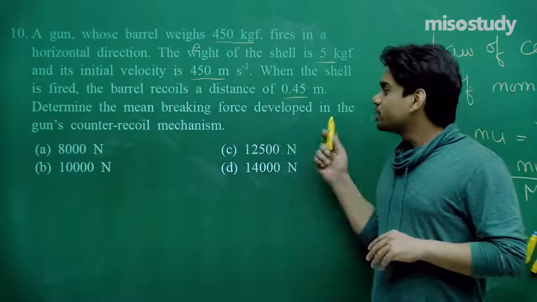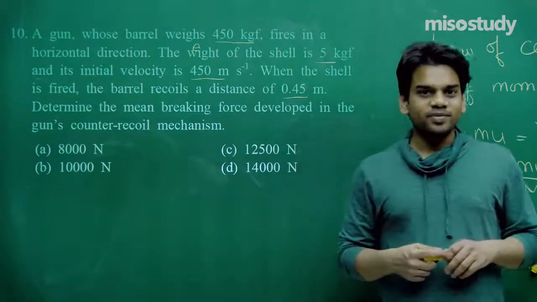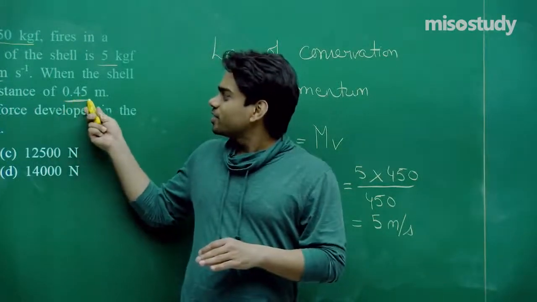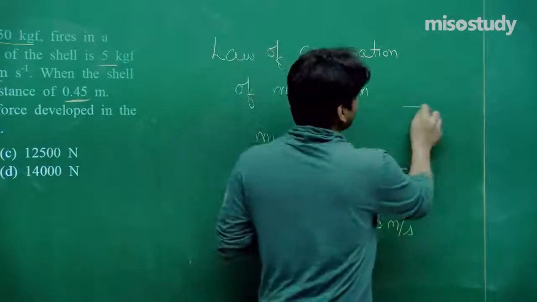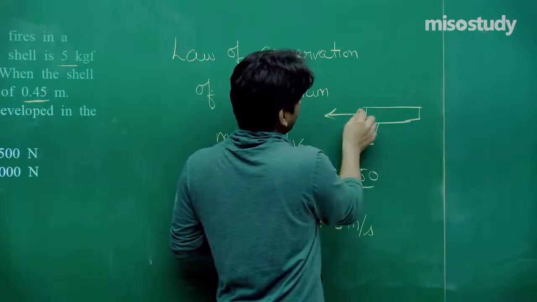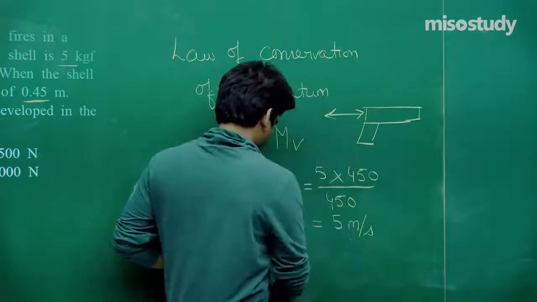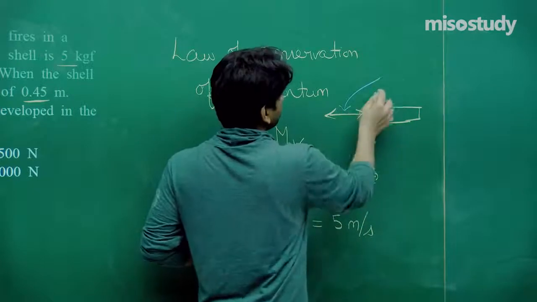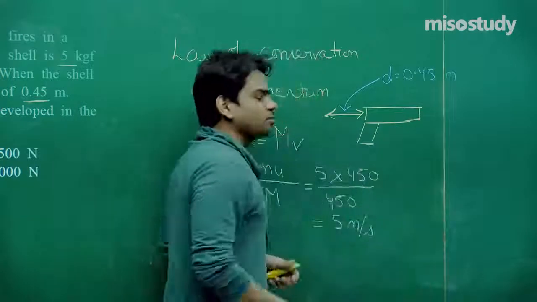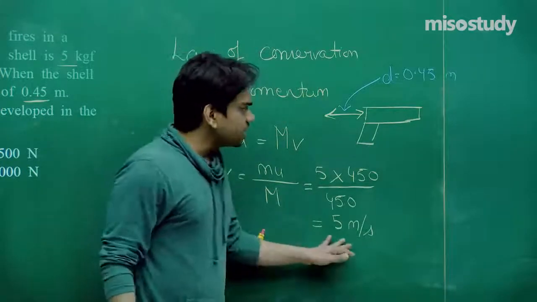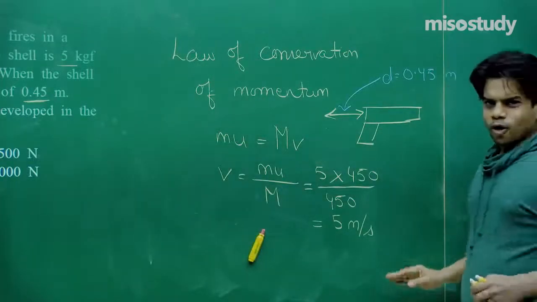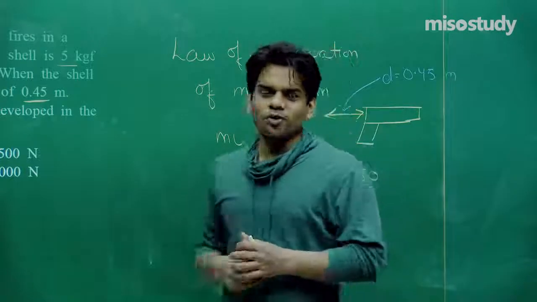Next thing, when the shell is fired, the barrel recoils a distance of 0.45 meter. Determine the mean braking force developed in the gun's recoil mechanism. That is what we have to find out. We have been provided with the distance with which the gun recoils back. If I show you, the gun is here, the distance with which it recoils back is given as 0.45 meter. This is what has been provided to us. I believe you would have already got the idea how to solve it.